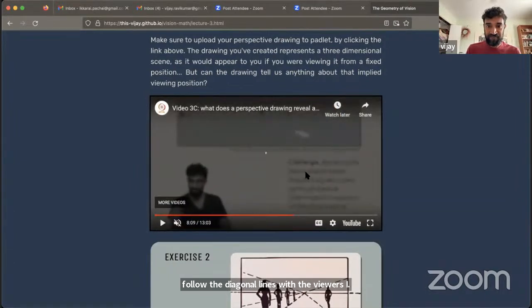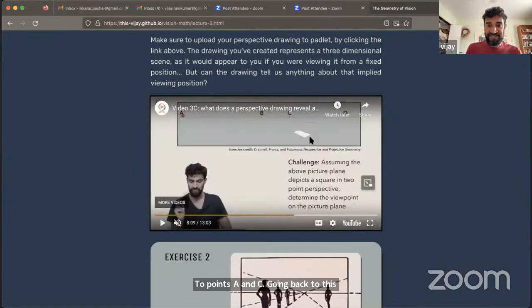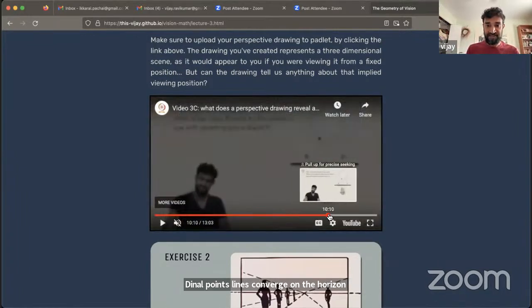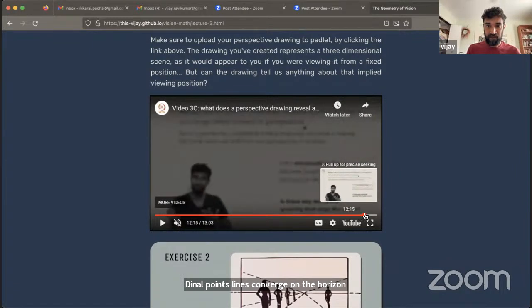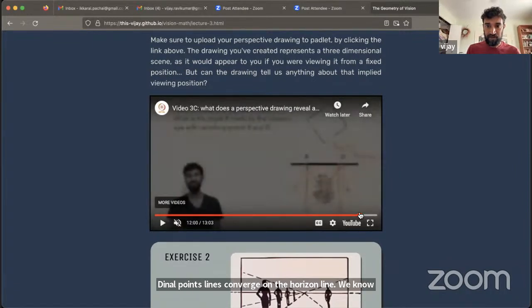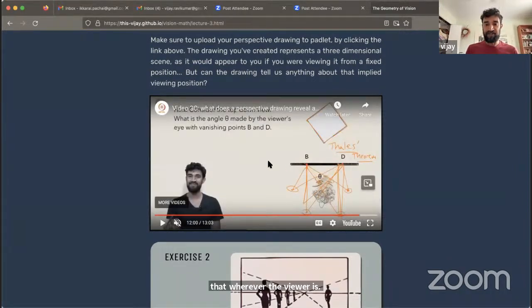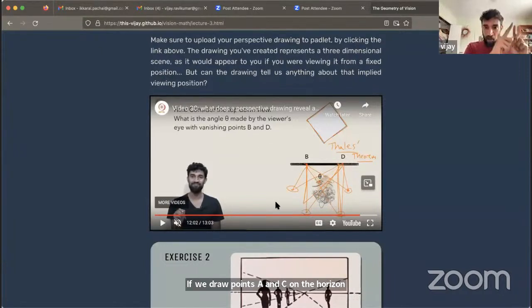Going back to this picture. Points A and C. That's where the diagonals are on the horizon line. Diagonal lines converge on the horizon line. We know that wherever the viewer is, if we draw points A and C on the horizon line, the viewer's eye will also connect to A and C at a right angle. So the viewer's eye will also have to be on a circle, a semicircle that goes from A to C.